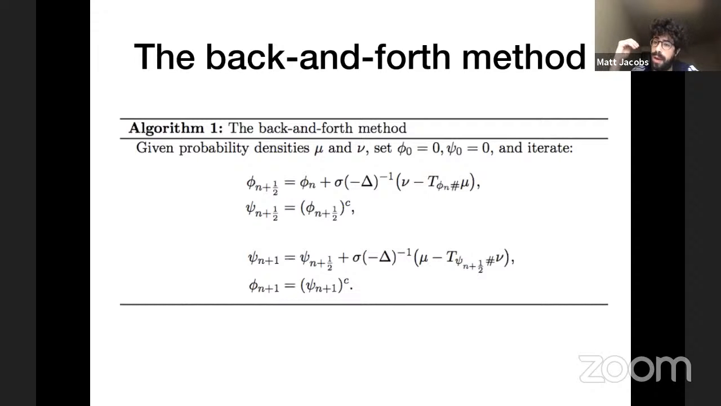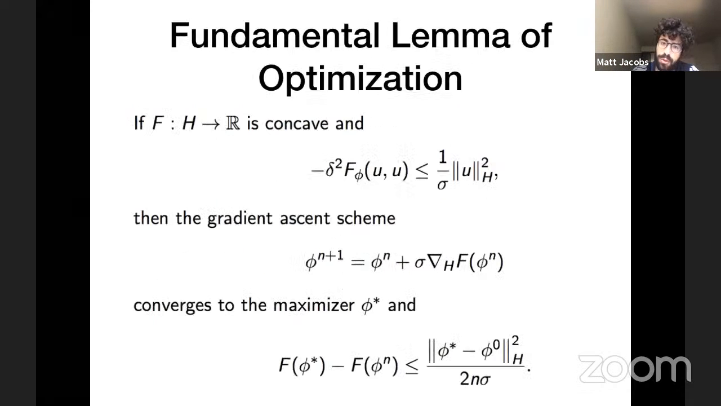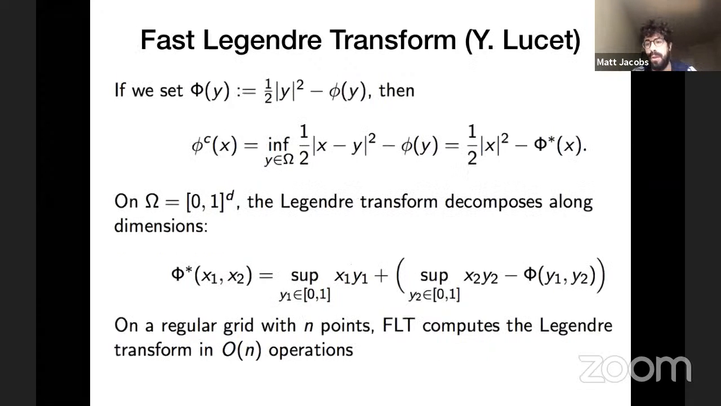And the one that is the most non-trivial is how do you actually do this C transform? It turns out that if you have some structure to your problem, if your data is on a grid, then you can do this C transform extremely quickly. So when you have this squared cost, you can actually explicitly rewrite the C transform in terms of a Legendre transform. You then say, okay, I am doing the Legendre transform on my nice regular grid.